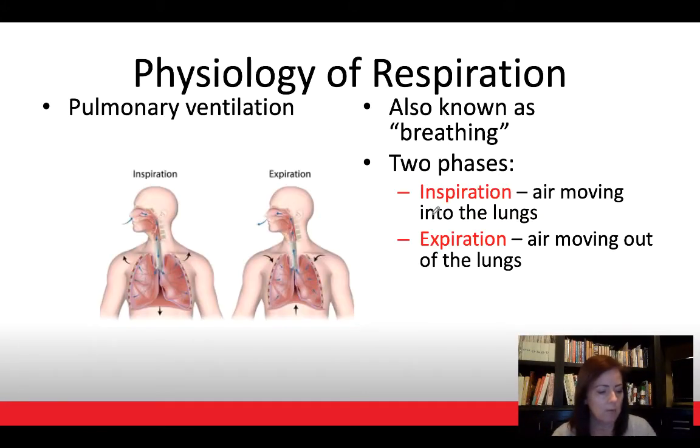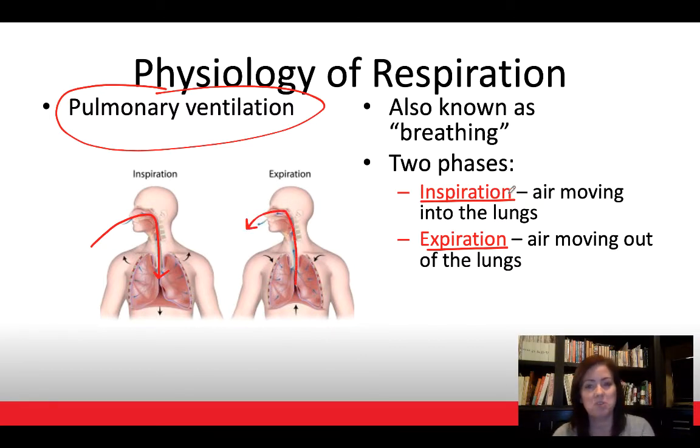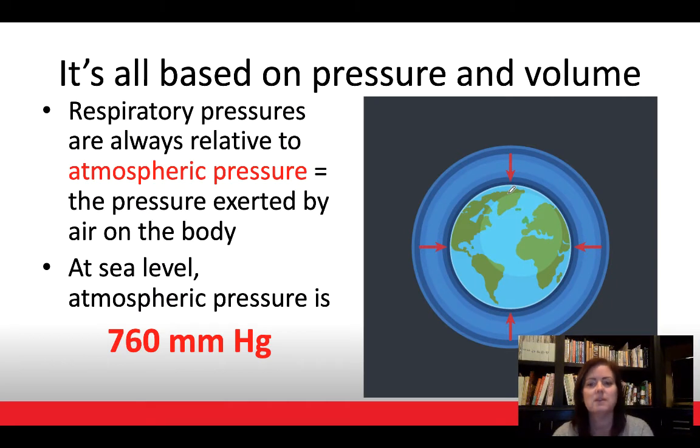Okay, when we talk about physiology of respiration, we're basically to the point now where we're at pulmonary ventilation, so getting air in and out of the lungs. And this occurs in two phases. Inspiration is the process of pulling air into your lungs, okay? And then we have expiration, which is the process of moving air out of your lungs, okay? This is also known as breathing. So we're going to talk about how this happens.